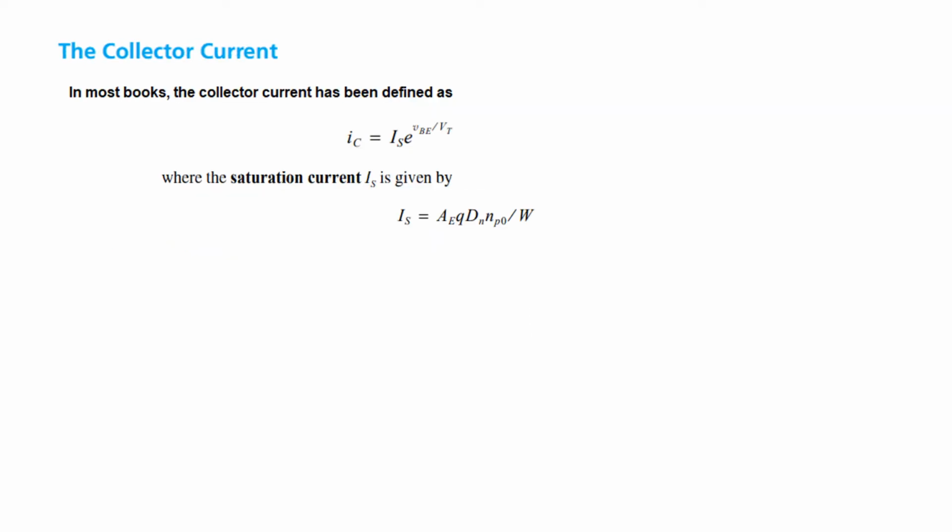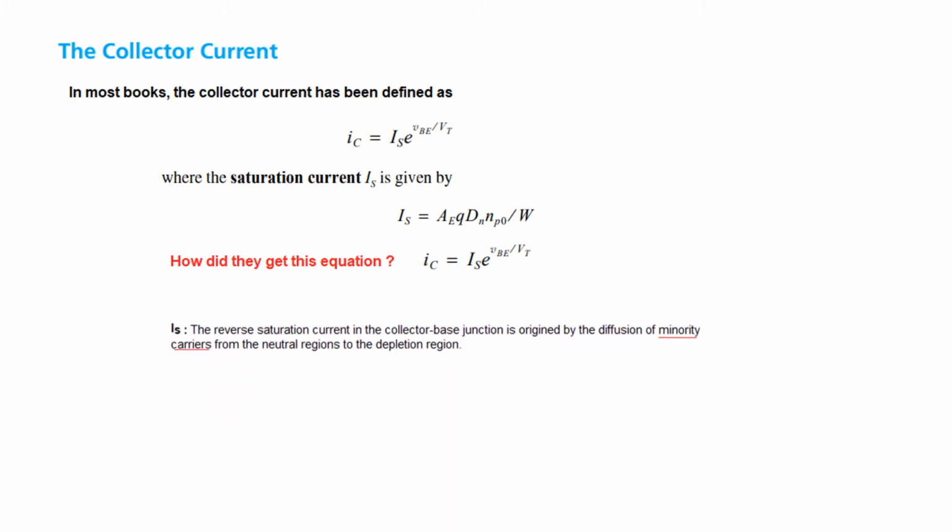Now in most of the books, the collector current has been defined as IS e raised to the power VBE over VT. This is correct. There is nothing wrong. And the saturation current IS has been written by this. This has been explained, but it is very, very difficult to follow, at least for me. So the question in my mind always kept bothering: how did they get this equation?